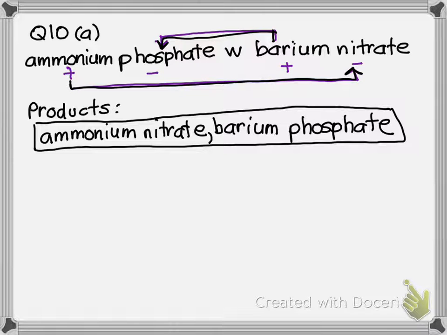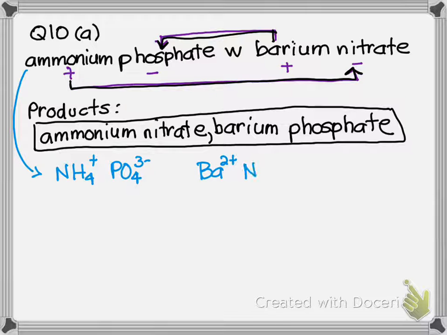All right, so let's write the formulas. Before I write the formulas, if I were doing this, I'd like to write the ions. So if I'm looking at my reactants, I have ammonium, which is NH4 plus, and phosphate, which is PO4 3 minus. And then I have barium, which is Ba2 plus, and nitrate, which is NO3 minus. If you're having trouble with your polyatomic ions, this was covered in chapter 6, so you might want to go back and brush up on it, or it's a good reference you can refer back to.